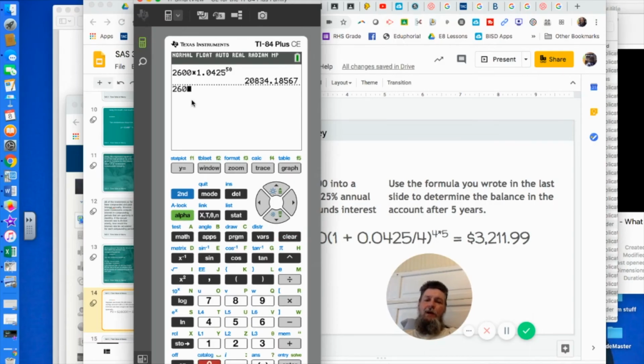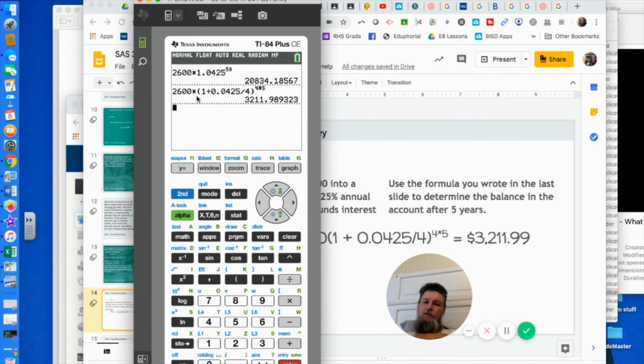Instead of multiplying that by 1.0425, we're going to multiply it by 1 plus 0.0425 divided by 4, which is the number of compounding periods. And then we're going to raise that whole quantity times 4 times 5. And we should get the same. Yep, there we go. $3,211.99. Notice it's rounded. Whenever we're talking about money, we have to round to the penny.